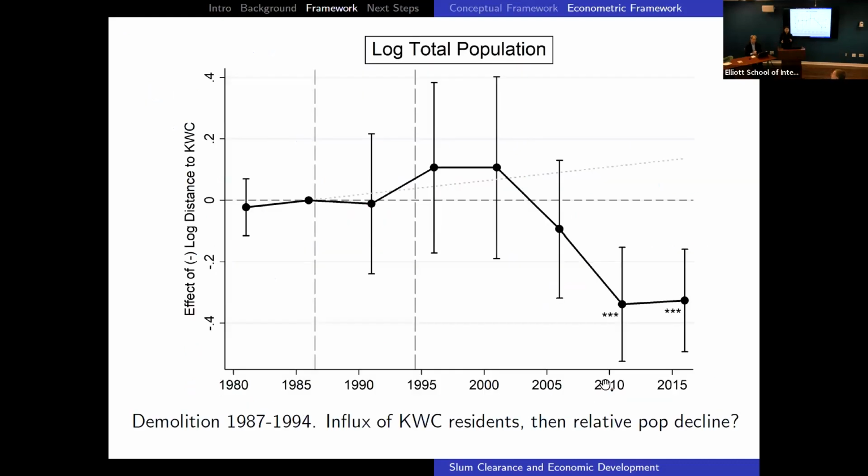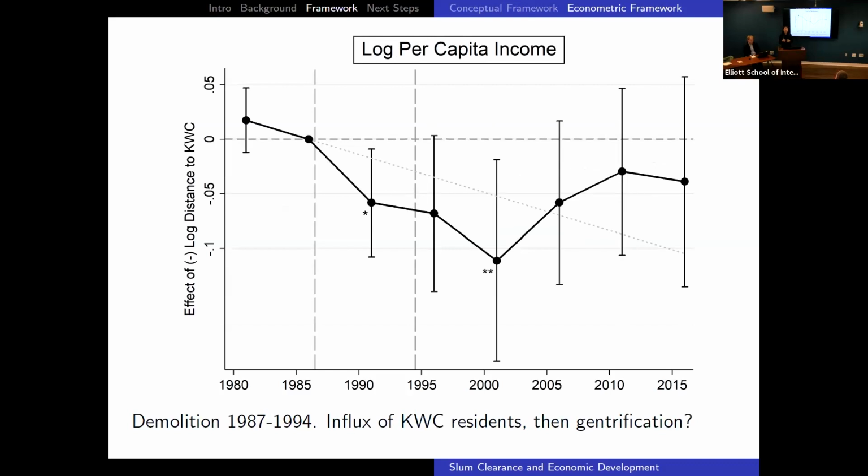Here is our preliminary result at the neighborhood level in Kowloon. As you can see, for the total population, after the slum demolition, we saw a rise of the total population, potentially because of the influx of KWC residents, and then we saw a relative population decline afterwards. So why is that? As a next step, we look at the per capita income. The per capita income decreased after the slum demolition, maybe because of the influx of lower than average income former KWC residents. But then over time, we saw gentrification, an increase in the per capita income.